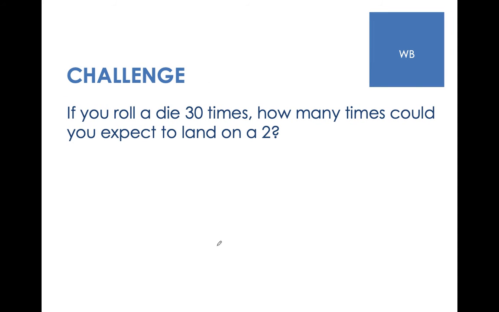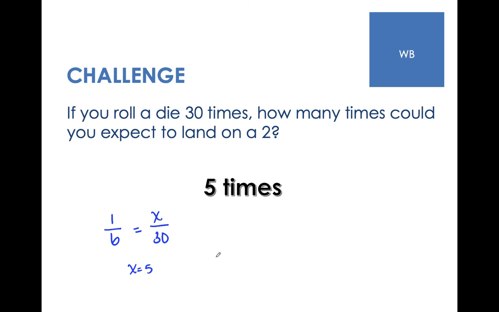For our final question, I'd like for you to try, if you roll a die 30 times, how many times could you expect to land on the number 2? The correct answer here is 5 times. There's a few ways that you could explain this. So to land on a 2 on the die, that's a 1 out of 6 chance. You could use a proportion here to say 1 out of every 6 times I should land on a 2, so how many would that be out of 30? If you solve that, you would get x equals 5.